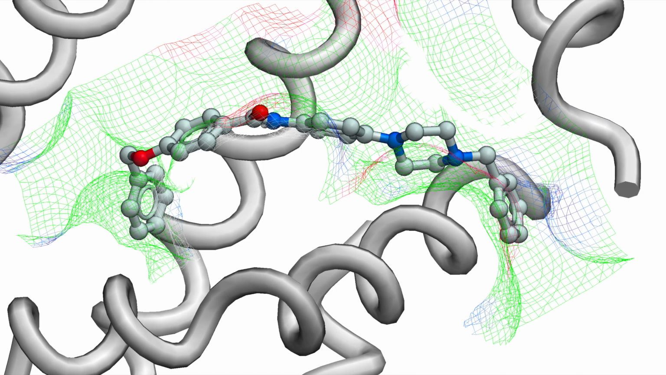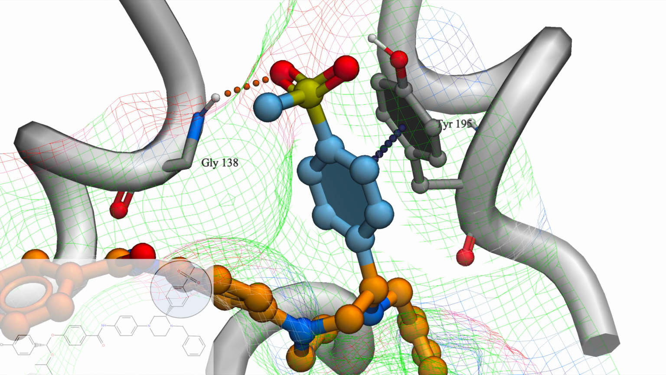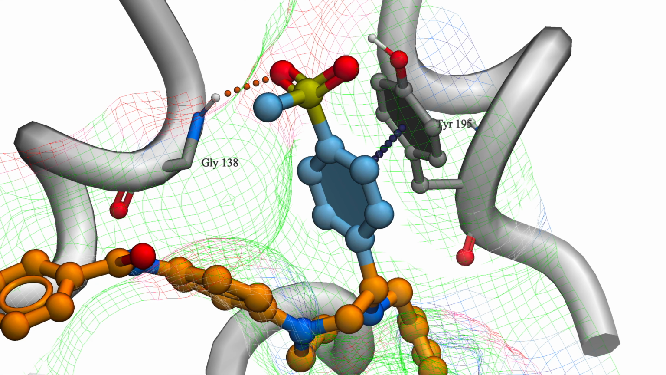The original hit in the binding pocket mesh is shown. As circled in red, there are areas of unexplored space in P2 and P4 that can be exploited by creating extensions from the original hit guided by previous observations. Starting in P4, the addition of this group in blue achieves pi stacking interactions with tyrosine 195 and forms a hydrogen bond with glycine 138, an interaction hotspot previously identified.